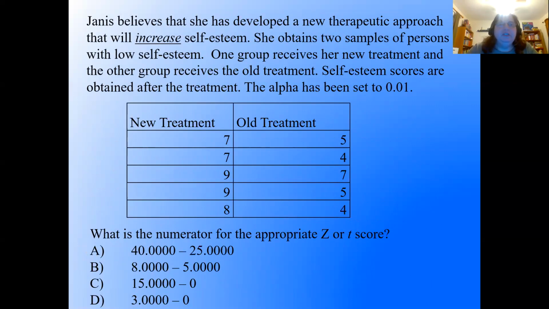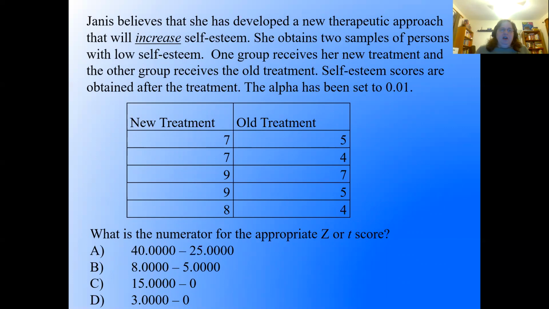Janice believes that she has developed a new therapeutic approach that will increase self-esteem. She obtains 2 samples of persons with low self-esteem. One group receives her new treatment and the other group receives the old treatment. Self-esteem scores are obtained after the treatment. The alpha has been set to 0.01. What is the numerator for the appropriate Z or T score?